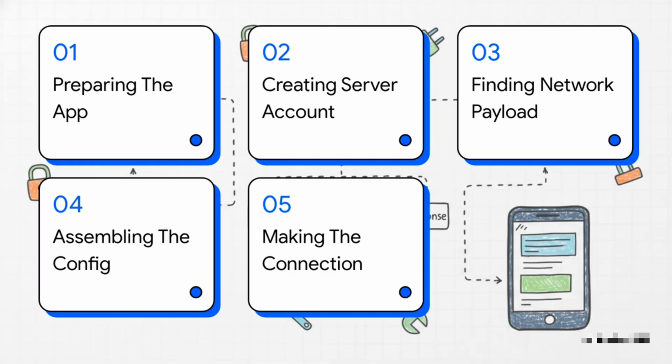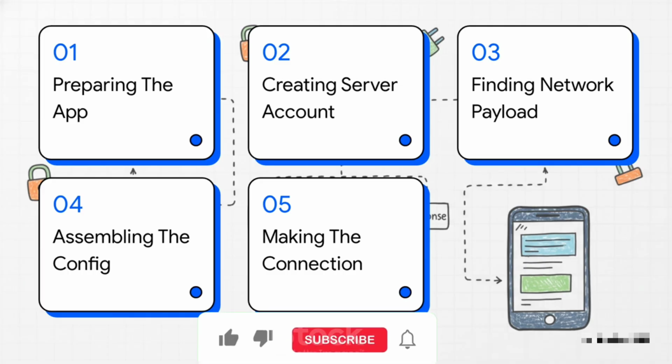We're going to tackle this in 5 main steps. Think of it like a recipe, right? First, we'll prep the app, our kitchen. Then we'll gather our 2 main ingredients, server details and a network payload. After that, we'll mix it all together and see if our creation actually works.